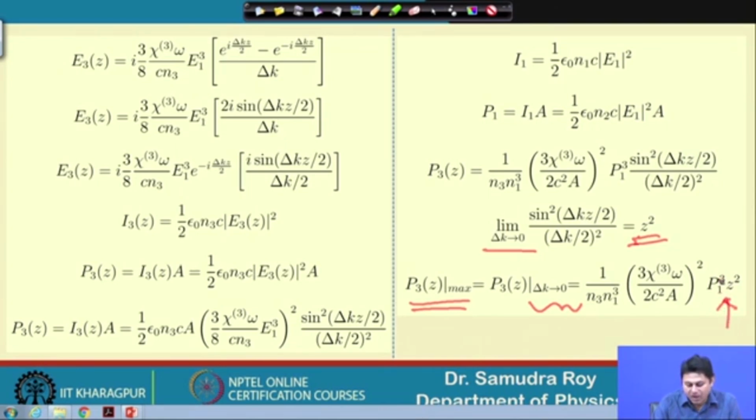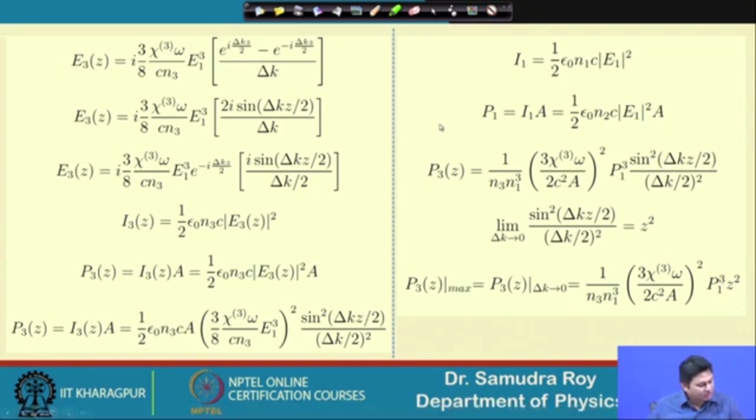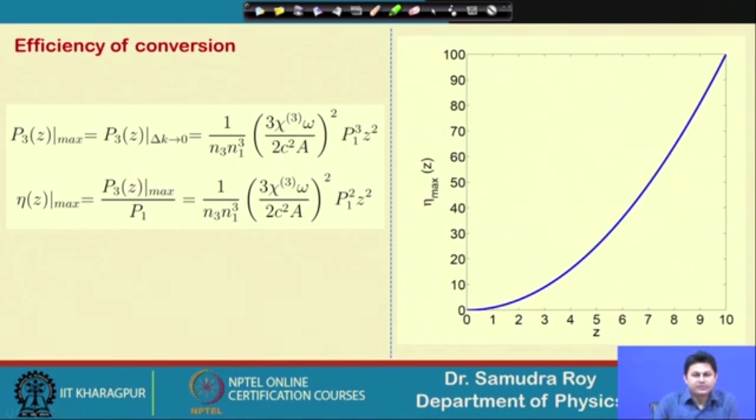That means the power of third harmonic wave will increase as a function of z with a square form. That means it will increase with z, and this increment is parabolic in nature, it will be a square form. So, this dependency again we already know from our previous experience when we dealt with the second harmonic generation. This is something like the same thing, that it is evolving as a function of z square.